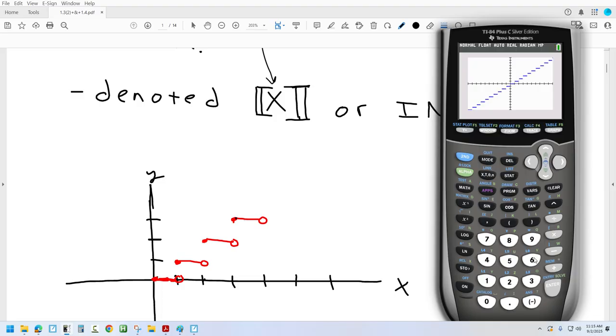Not as detailed as mine. It doesn't have the open and closed circle, which is kind of important to understand what's happening right on the edge of the step. But you can still see the general look of the function.